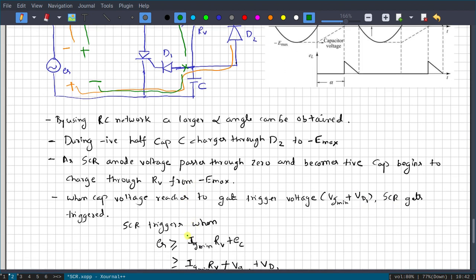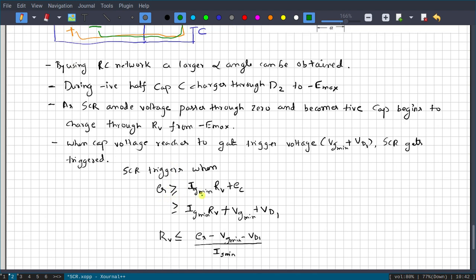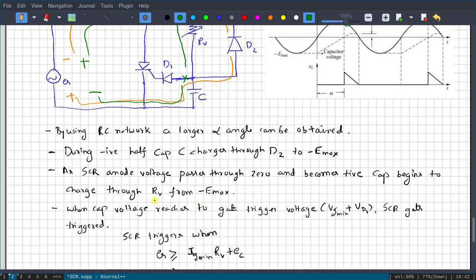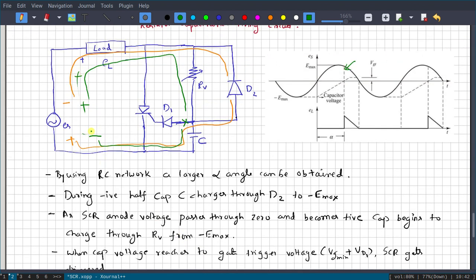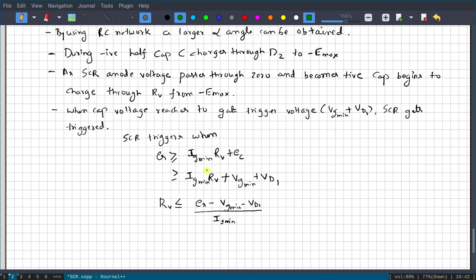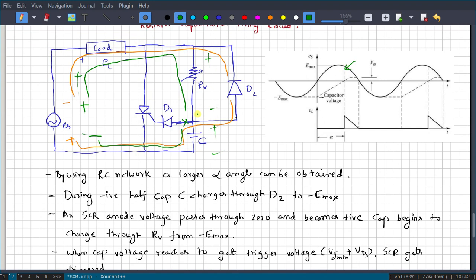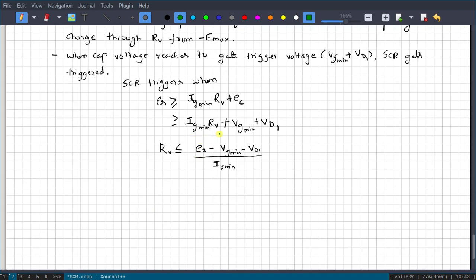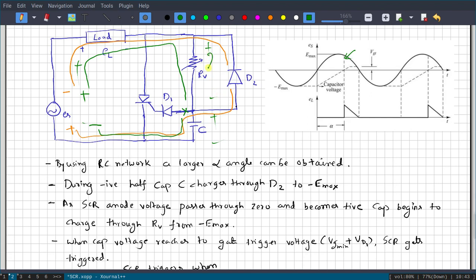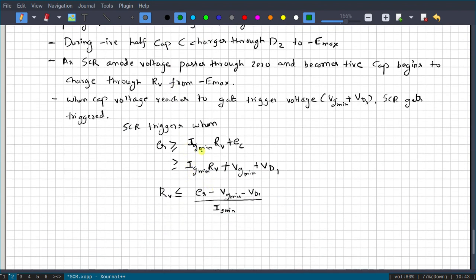So we can write a formula for when the SCR gets triggered: when our source voltage ES is greater than IG min times RV plus EC. The total voltage across the resistor RV and the capacitor is nothing but the supply voltage ES. When it reaches IG min times RV plus EC, I am adding these two voltages, one across the resistor and another across the capacitor. Together they should be sufficient so that the gate voltage is sufficient and the SCR gets triggered. So ES should be greater than or equal to IG min times RV plus EC.